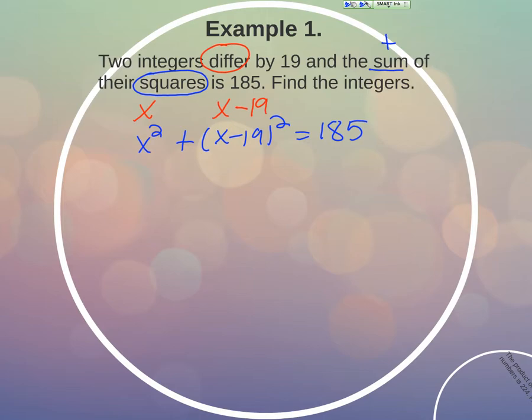Now we have to solve it. So we're going to want to expand that, combine all of our like terms, get everything over to one side, and then decide how we want to solve it. So I've got that x squared. When I FOIL this, you might take one step. I'm going to go ahead and use the shortcut. So I have x squared minus 38x plus 361.